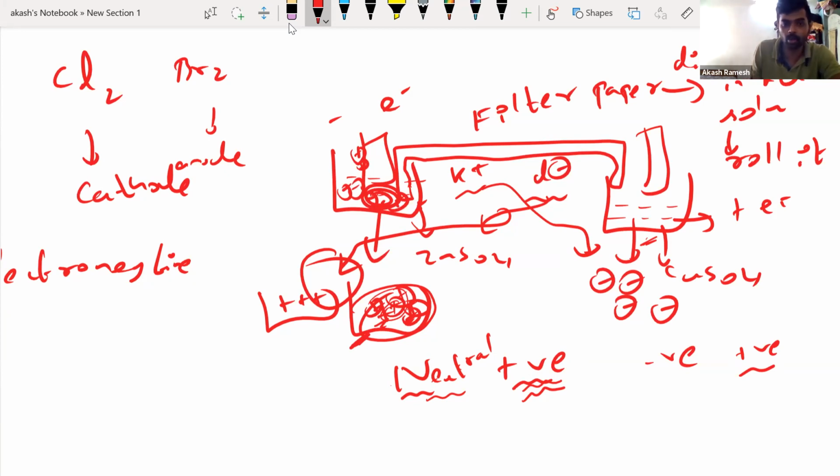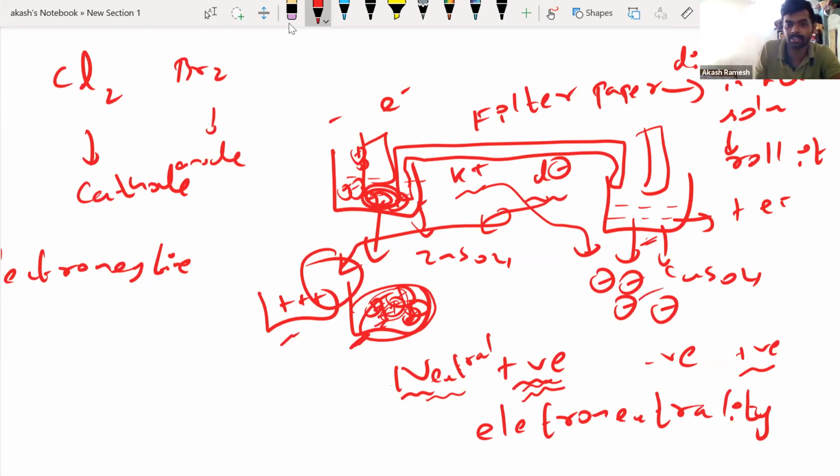So if someone asks you what is the role of the salt bridge, the role of the salt bridge is to maintain electroneutrality. That is exactly what they are doing. The positive charge is getting neutralized by Cl minus, and the negative charge on this side is getting neutralized by K plus. If you maintain charge neutrality on both sides, the process keeps on continuing. Or else, after a point of time, the electron removal process becomes difficult, electron addition becomes difficult, and eventually the process will stop and you cannot draw any more current from the circuit.